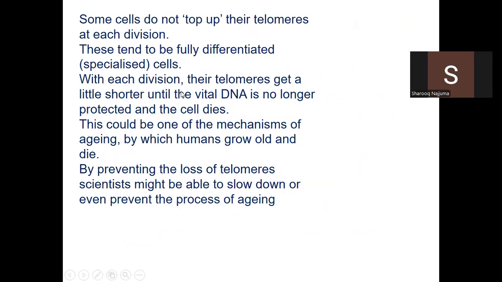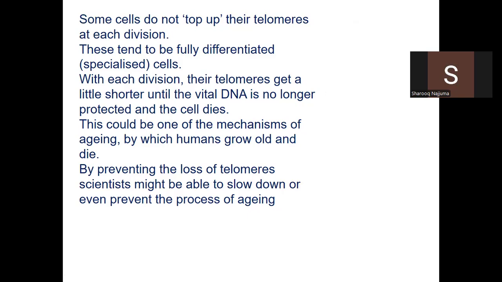Here they are telling us that some cells do not top up their telomeres at each division. So there are some cells that top up, there are those which don't top up. Now, the ones that don't top up are the ones that have differentiated. Like you find we have a red blood cell. It has taken up the role to carry oxygen. So there is no need for it to top up its telomeres. Why? It is not going to divide. But some other cells that continue dividing, but they don't top up their telomeres, time comes and they lose important genetic information. They lose vital DNA. They lose important genes. So as a result, the cells are going to die.